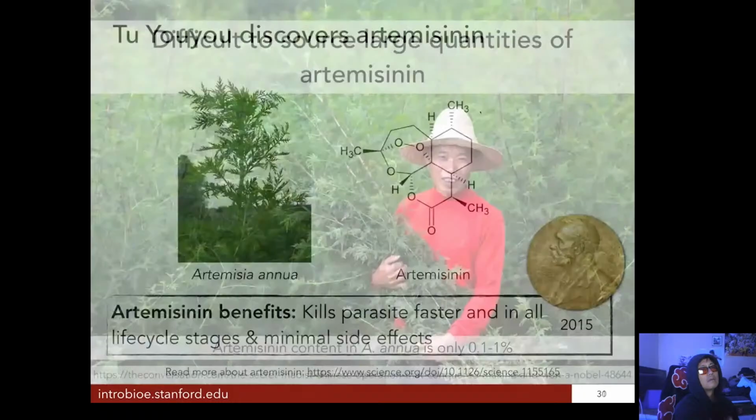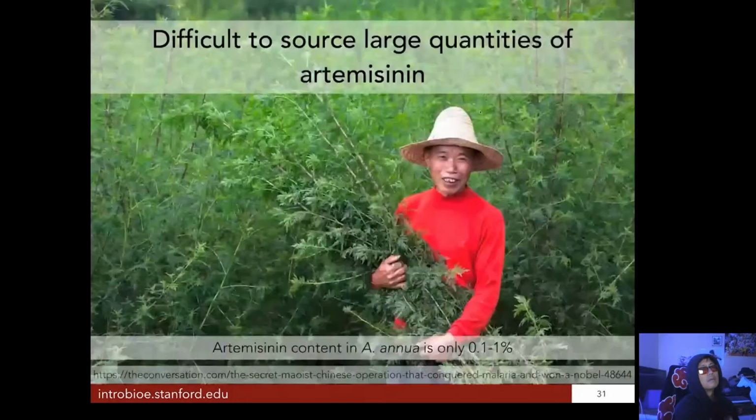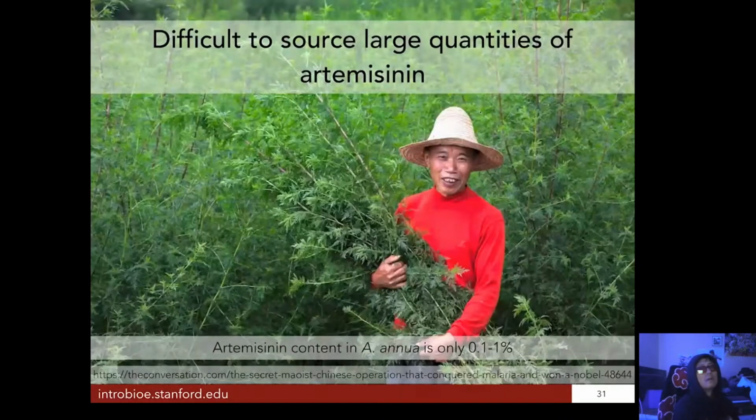But it's actually difficult to source large quantities of artemisinin. In this big shrubby plant, artemisinin content is only 0.1 to 1%. So you have to grind up a lot of the plant in order to get enough artemisinin to treat people. And artemisinin crops are exposed to the weather. If there's a bad crop year, then you can have less medicine and it can change the prices of this anti-malarial drug in a way that pushes it out of reach for people who might really need it.